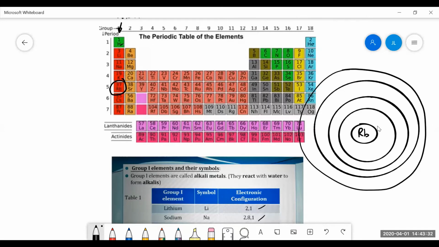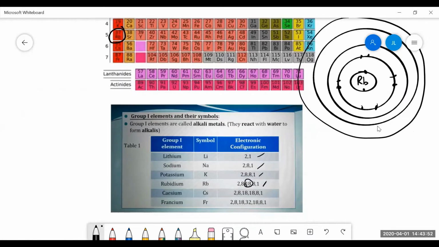First shell, second shell, 8. Third shell, 1, 2, 3, 4, 5, 6, 7, 8. But here, the third shell is what? 18. Why? Anyone?